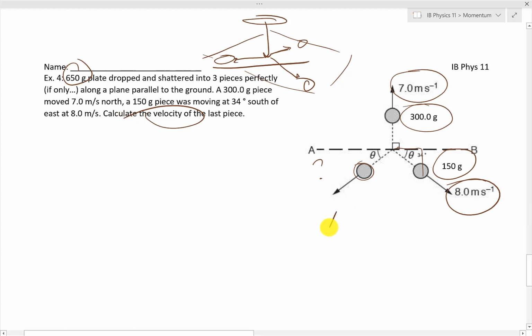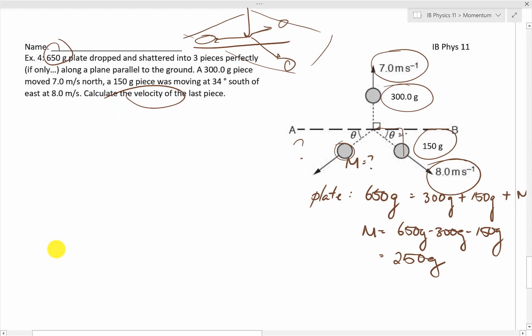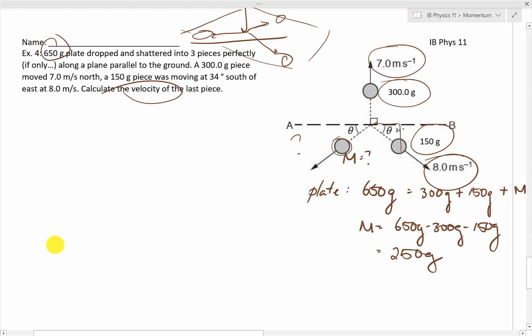First, we need to figure out the mass of the last piece, which then we just have to take the total mass of the plate, which is 650 grams, and subtract it by the 300 grams and the 150 grams of the two other pieces, giving us 250 grams of that last piece.